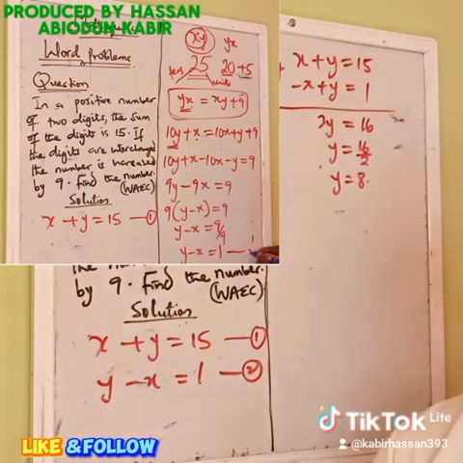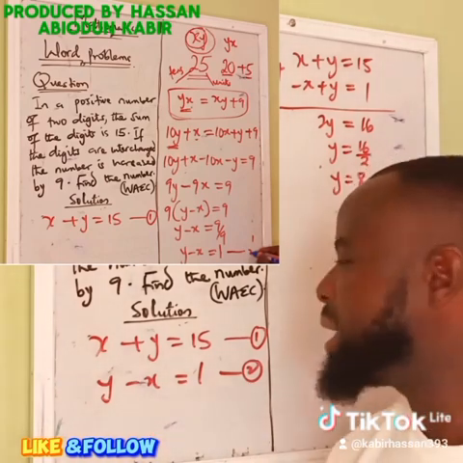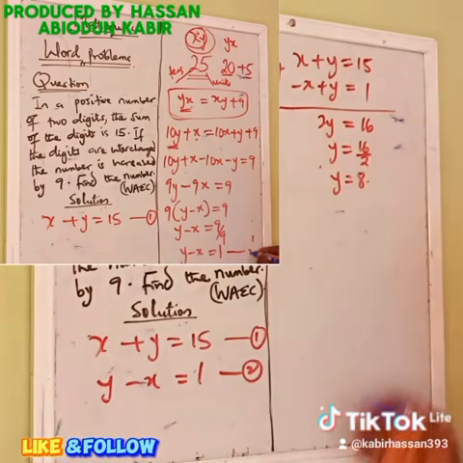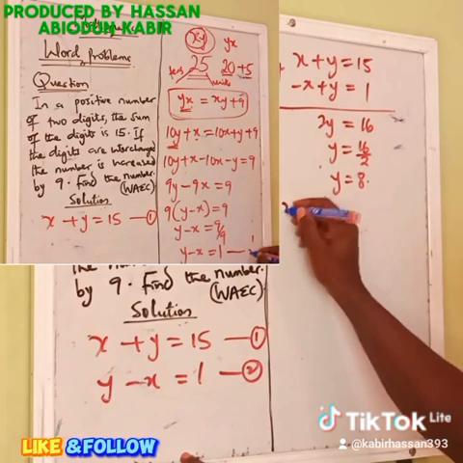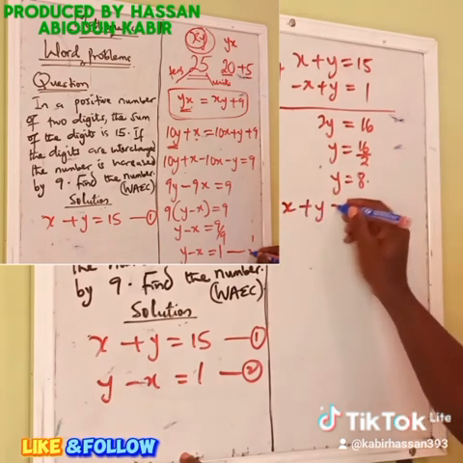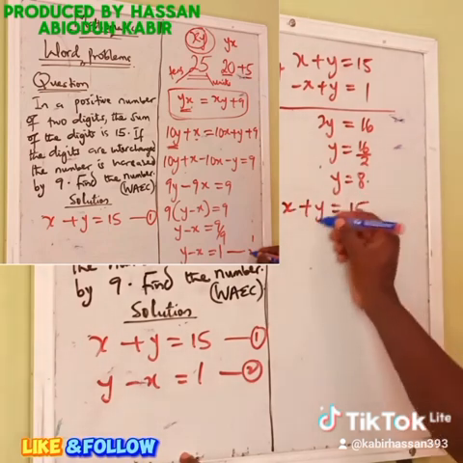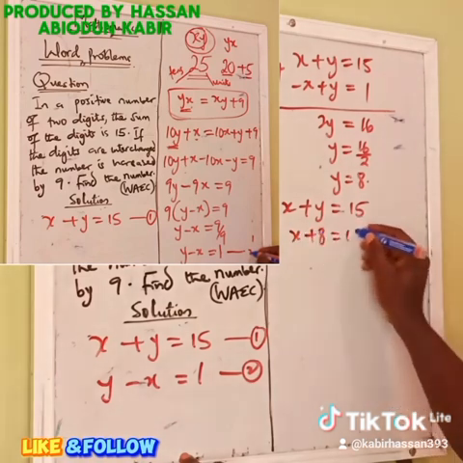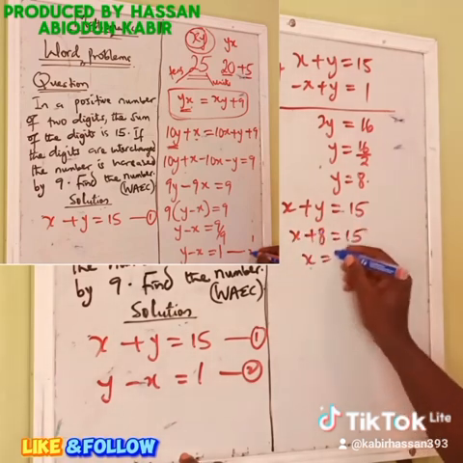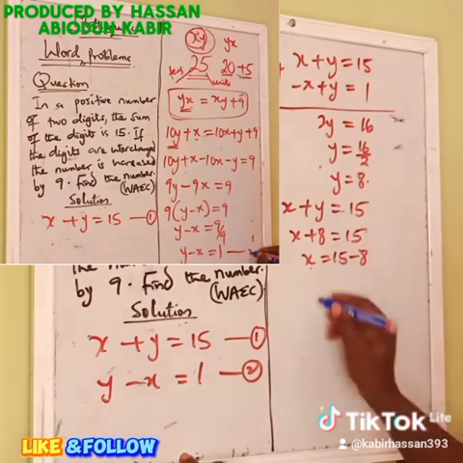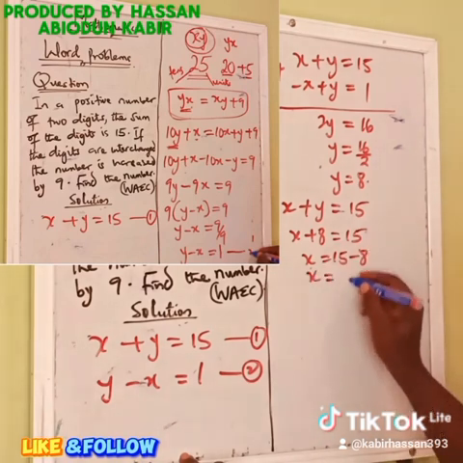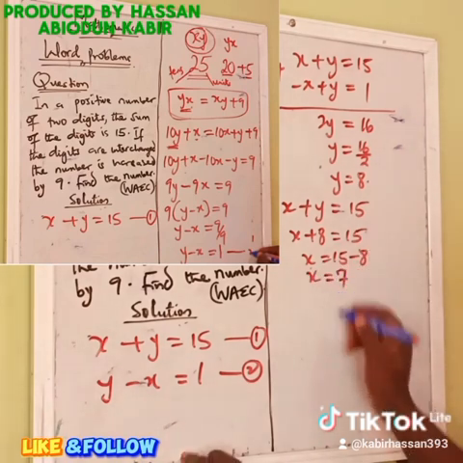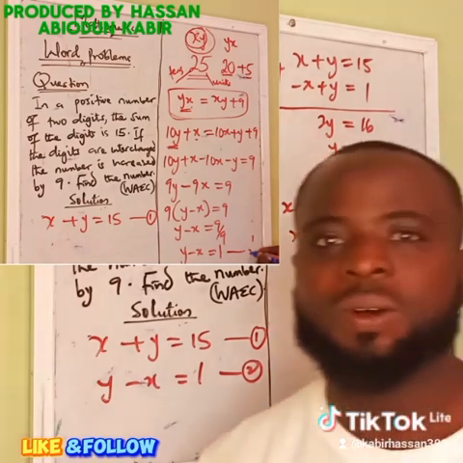After getting the value of y to be equal to 8, we can now determine the value of x by substituting it inside equation 1 or equation 2. But let me use equation 1. Equation 1 is x plus y equal to 15. Then we are going to replace y with 8. Then x plus 8 is 15, and x will be 15 minus 8. Then x gives us 7. So the value of x is 7.